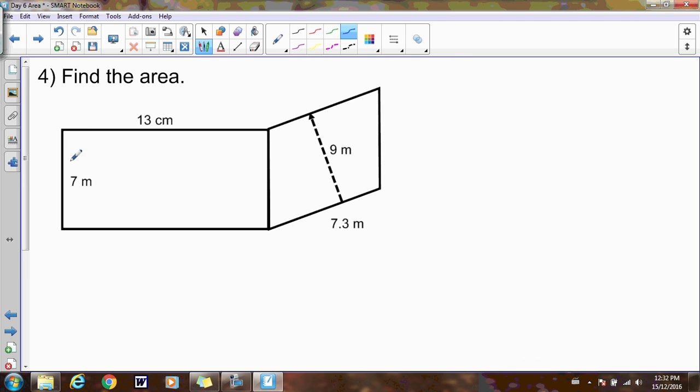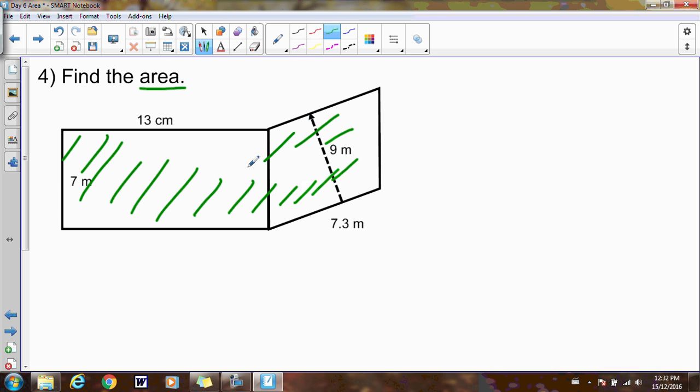The fourth question gives us two different shapes, and they want us to find out the area of all of this space that's inside this shape. So what we're going to do is basically break it down into two parts. To find the area, we're going to find the area of this one here, and then the area of this one. So it'll be 1 plus 2.